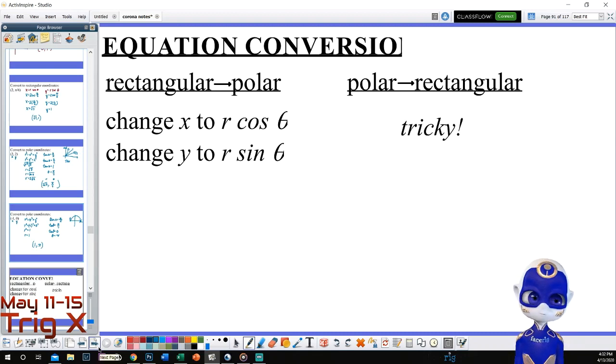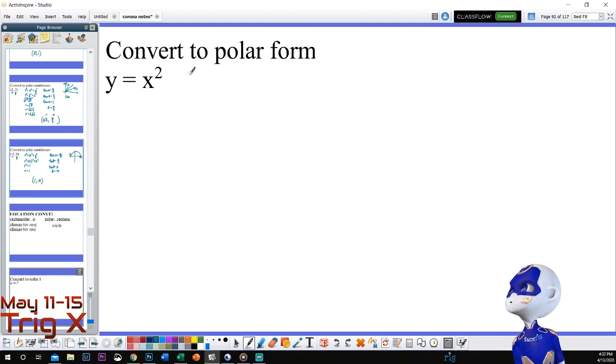Alrighty then, now we're going to work on equations and converting them. As you can see here, converting from rectangular to polar is pretty easy. You're just going to do some simple changes. From polar to rectangular is rather tricky. So on we move. We're going to convert this one to polar form. So instead of y, we're going to put r sine of theta, just like we did previously, and instead of x, I'm going to put r cosine of theta.